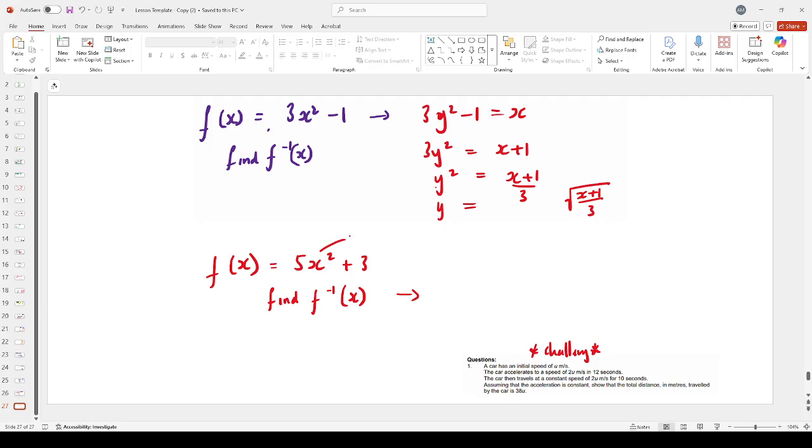So we're going to switch this for a y. 5. Who feels like they're getting the hang of this? And then we just make it equal to x. So 5y squared equals x minus 3. Y squared equals x minus 3 over 5. And then square root the whole thing. Who got this? Awesome.